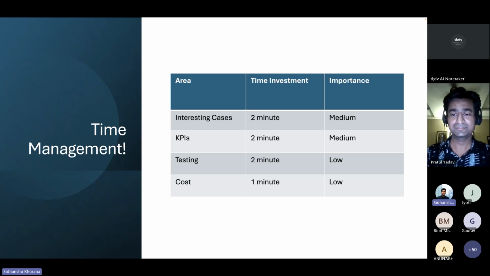Again, importance is medium. KPIs also is medium importance, 2 minutes, right? Testing, again, 2 minutes, low importance. Cost also, if you have time, just talk in 1 minute.